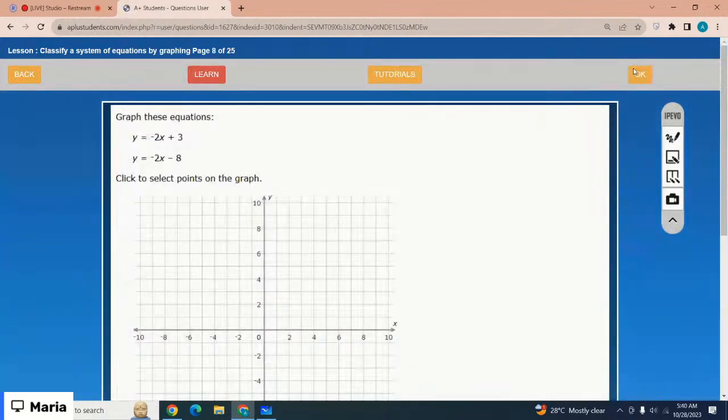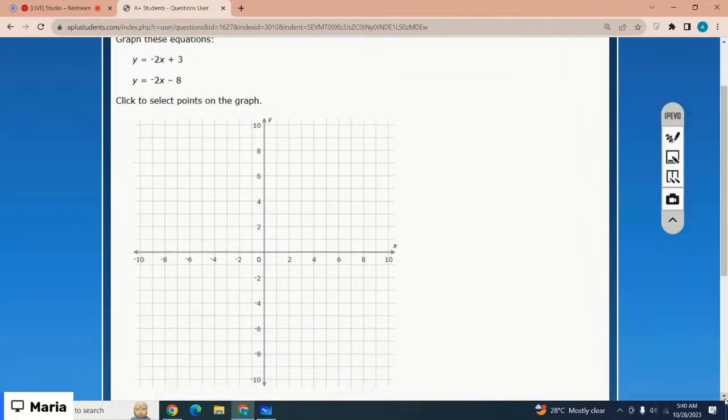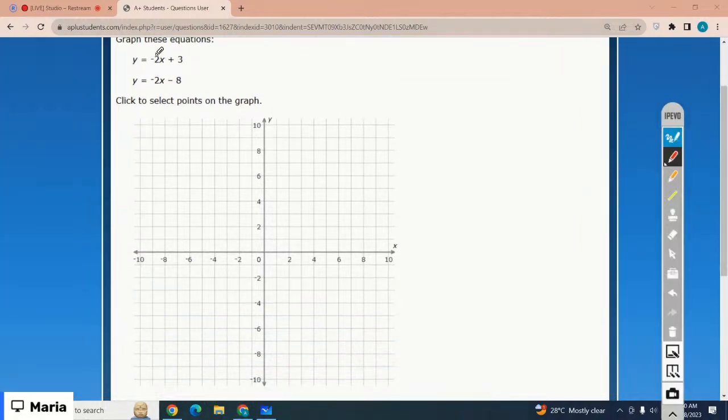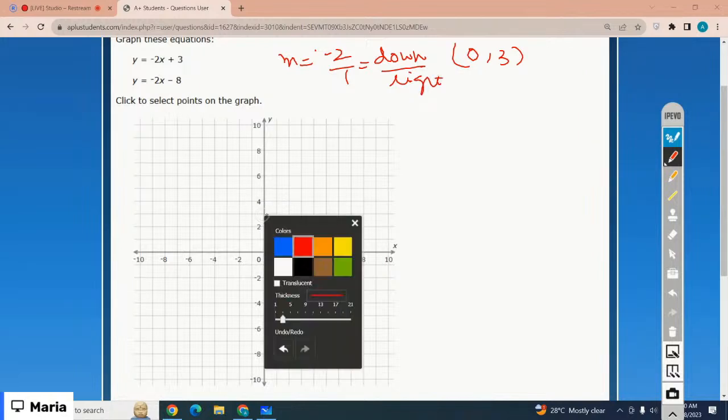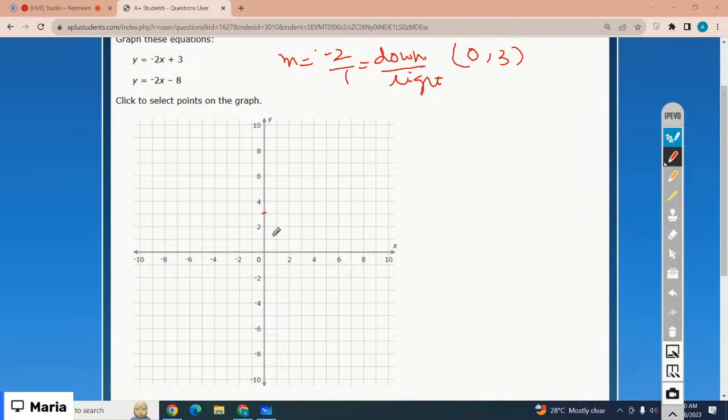Okay, the next one is y equals -2x plus 3 and y equals -2x minus 8. Okay, let's just plot the graph. m equals -2 over 1 and the y-intercept is (0, 3). Here x is 0, y is 3. Move down 2 points, right 1 point. Here is another point. Just join them and make a line.